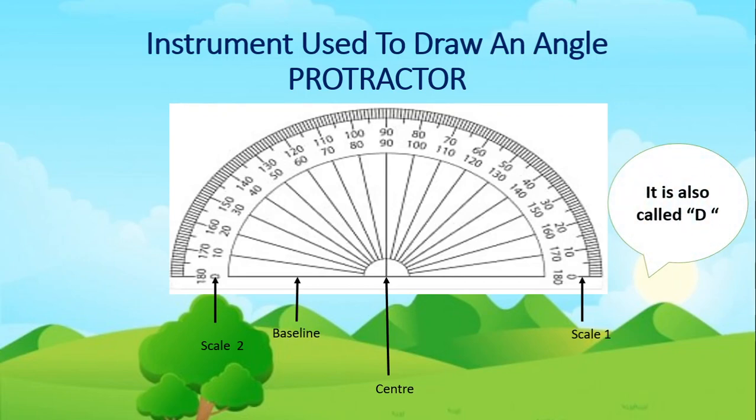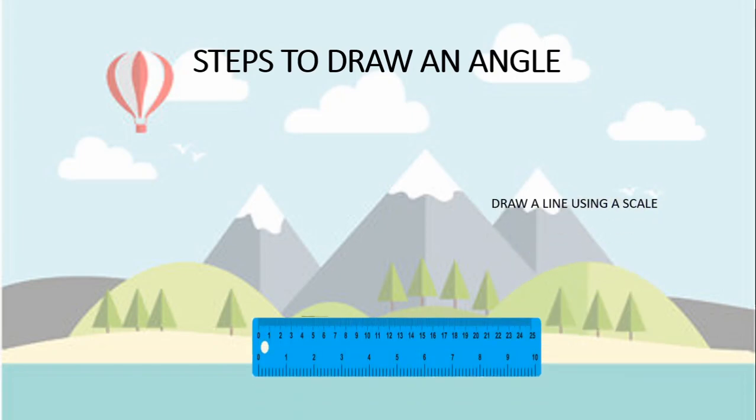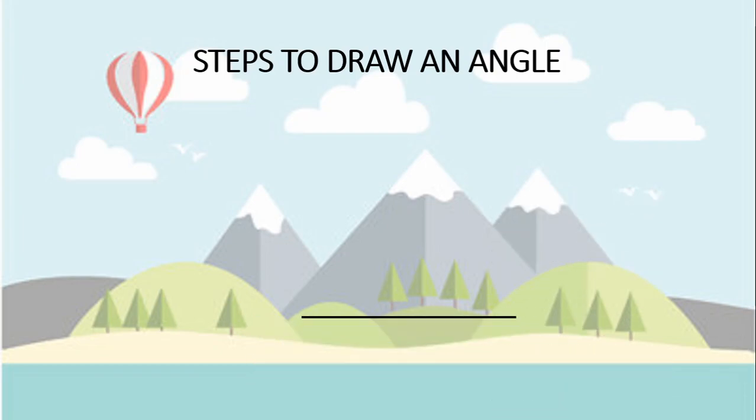Now, let's draw an acute angle using a protractor. Let's draw an angle of 60 degree. So let's draw an angle. First, let's draw a ray using a scale and mark its left end as the vertex.